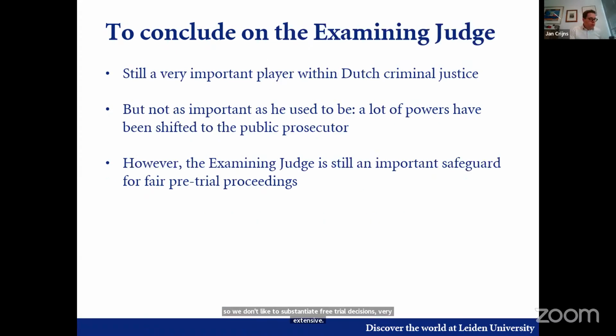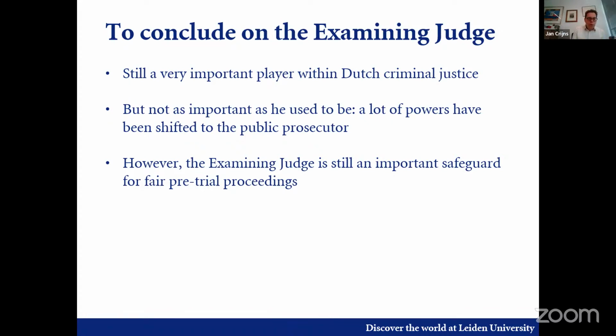Yes, and to conclude on the examining judge, the first part of my lecture today. Well, I think we can say that the examining judge is still a very important player within Dutch criminal justice. For instance, because he's the one who is hearing witnesses during the pretrial phase, and because he's the first judge who will decide on the legality of the first instance of detention, and who will also order the first phase of the pretrial detention.